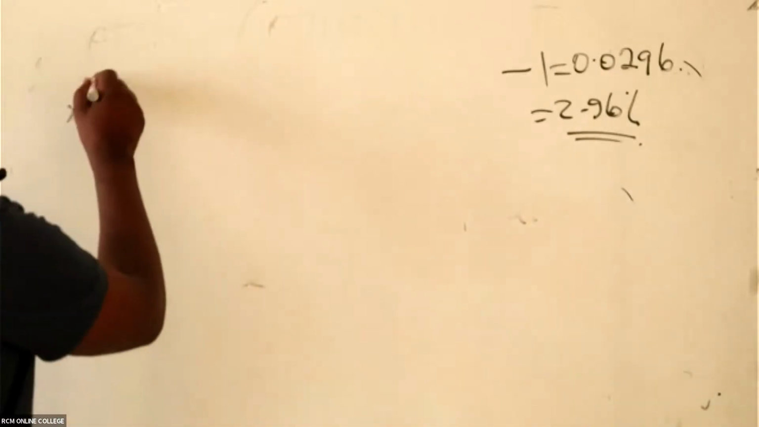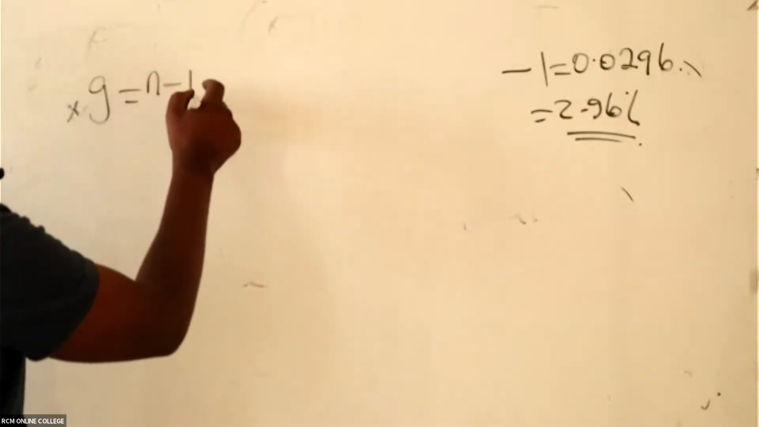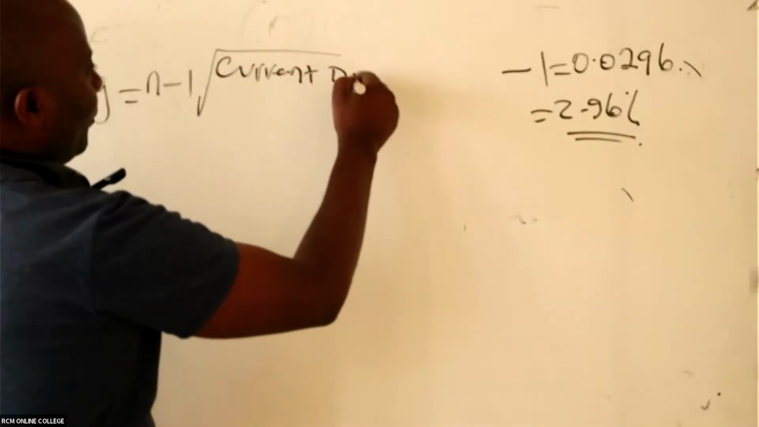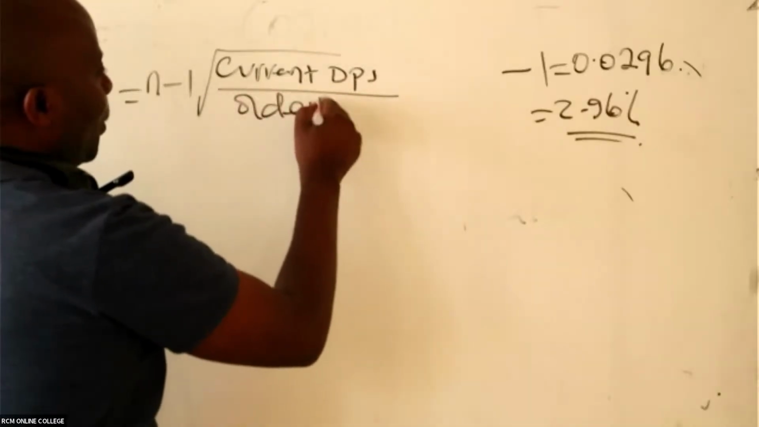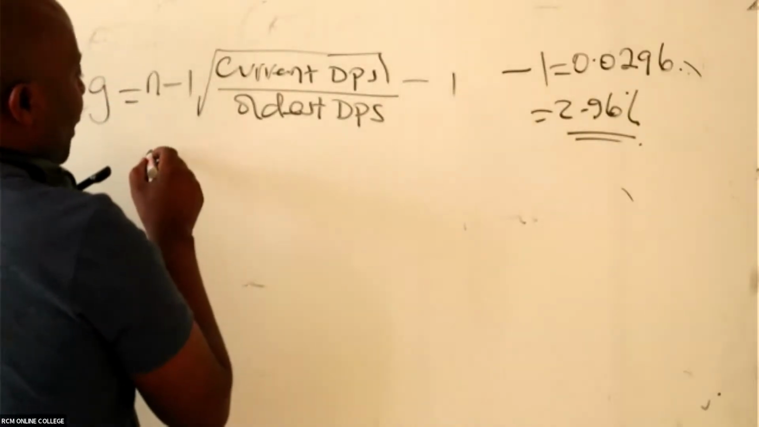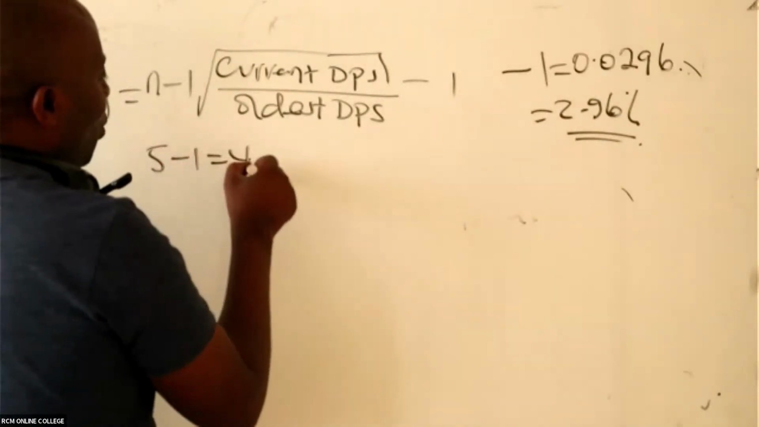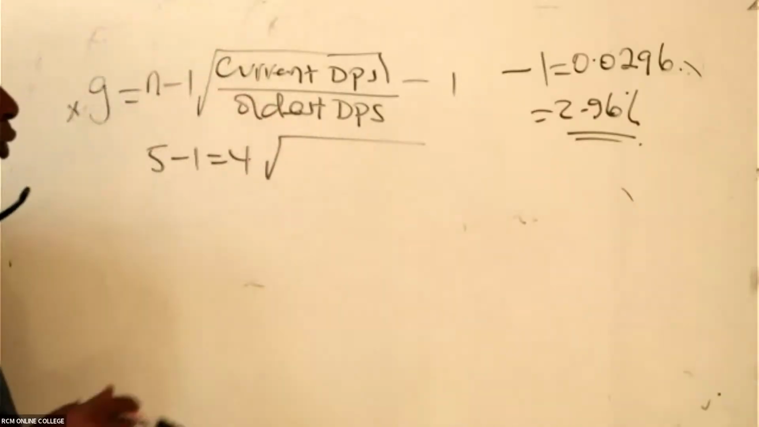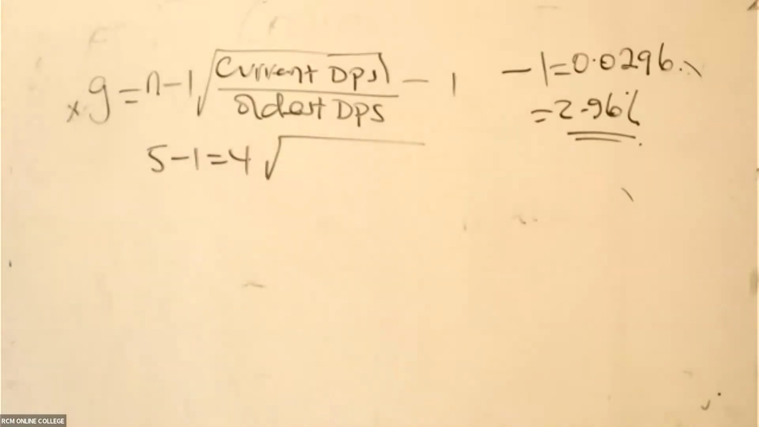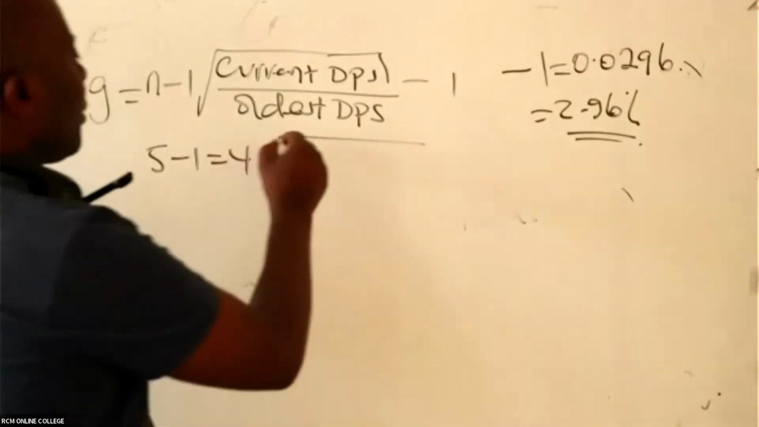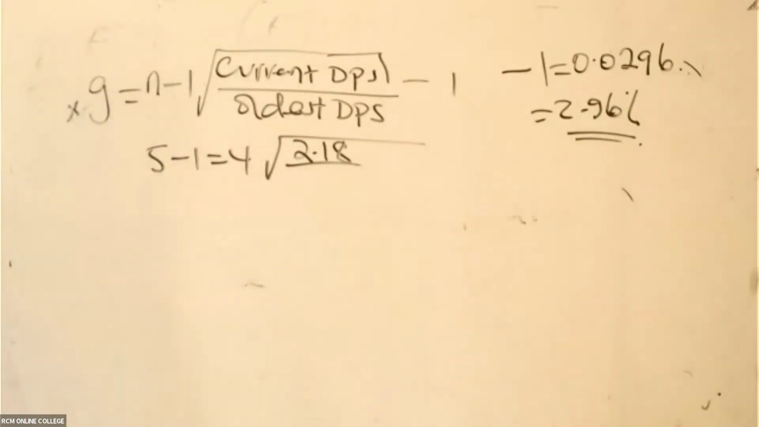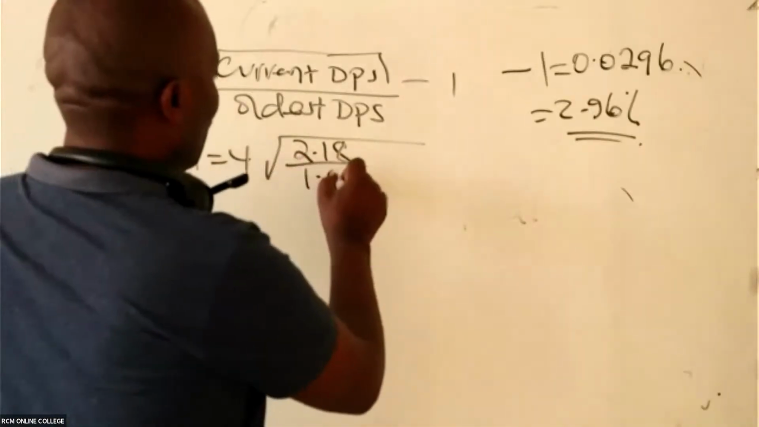Remember the formula for getting G is the n minus 1 root of current DPS over oldest DPS, and whatever we get, we take away 1. In this case we have 5 minus 1, which is 4. So the 4th root of the current DPS, the most current is 2.18, all over the oldest DPS, which is 1.94.